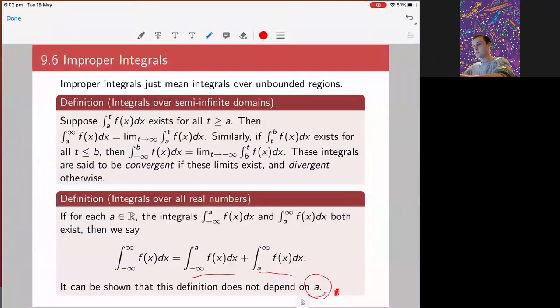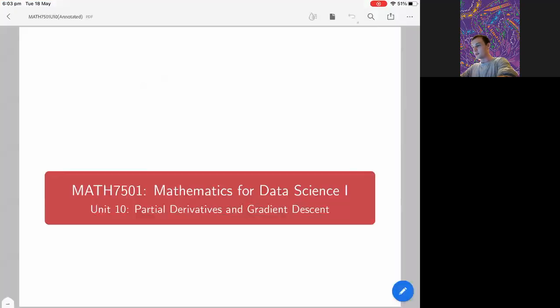And this unit concerns multivariable functions. Specifically, we'll be talking about partial derivatives of multivariable functions, and we'll be talking about gradient descent.